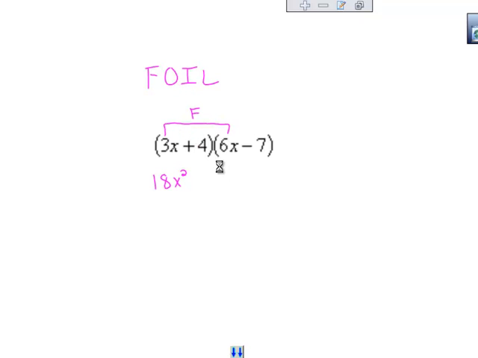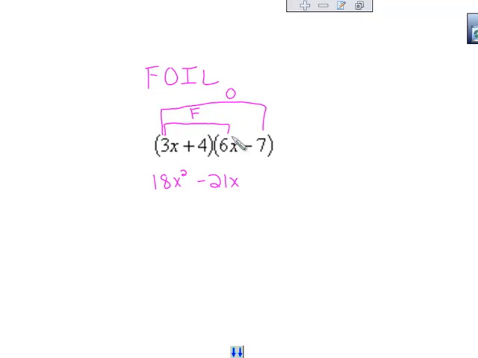O stands for outside. So you take the outermost term in that group and multiply it by the outermost term in the other group. Just think of it as being the two outside numbers. In this case, the two outside numbers are 3x and negative 7. I'm going to multiply those two together. So 3x times negative 7 is negative 21x.